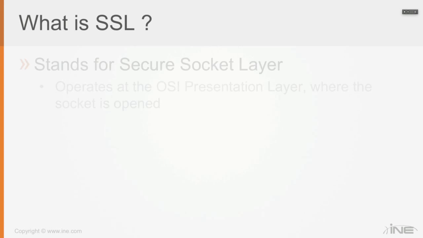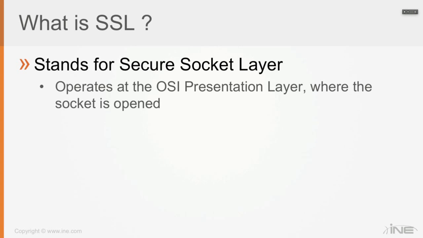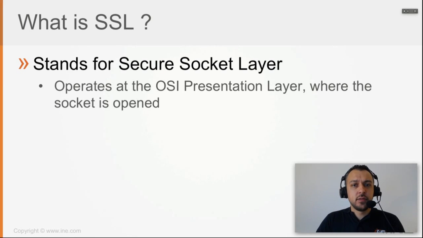So what is SSL? As the name states, SSL stands for Secure Socket Layer, which means that it operates at the OSI presentation layer where the socket is being opened. So the scope of SSL is to secure the OSI socket layer. What that means is that I want to have another way of protecting IP traffic, but not at the layer 3 level like IPsec, which stands for IP security, but at the sockets layer.